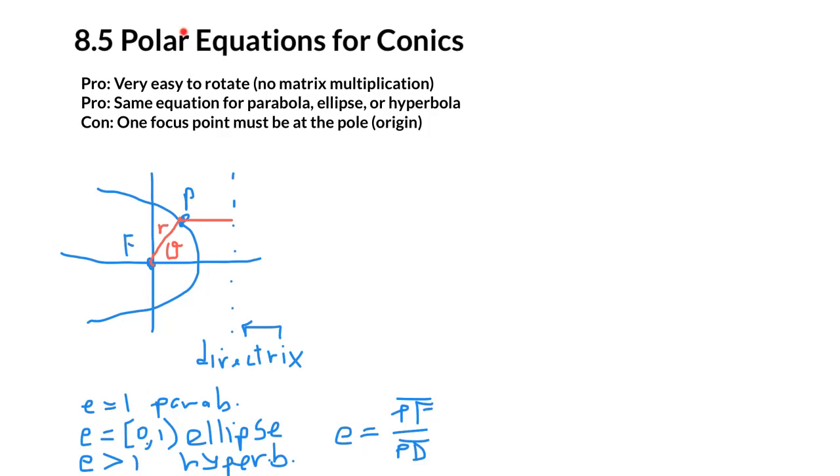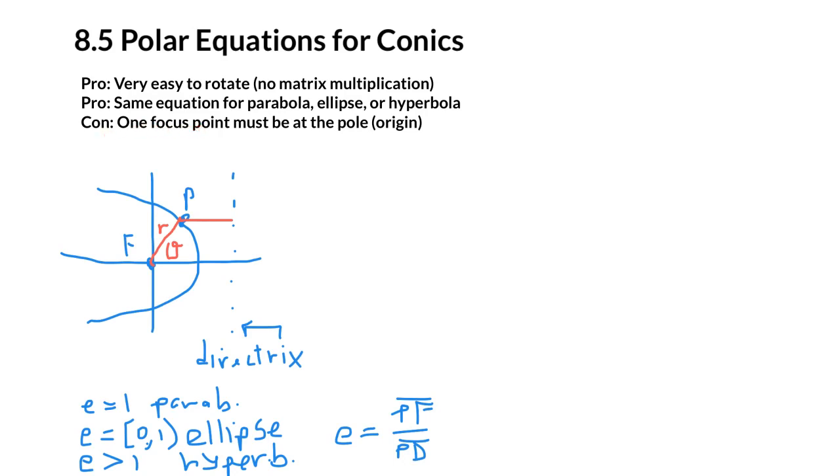In 8.5, we talk about polar equations for conics, and one big advantage is that polar equations for conics are very easy to rotate. We don't have to do any matrix multiplication. Another pro is that it's the same equation for parabola, ellipse, or hyperbola, just different numbers in the equation, but it's the same exact setup.